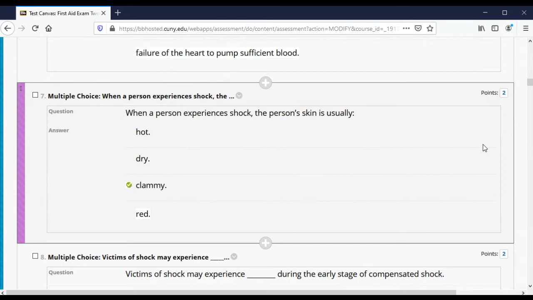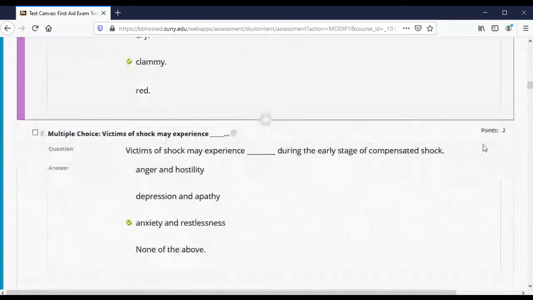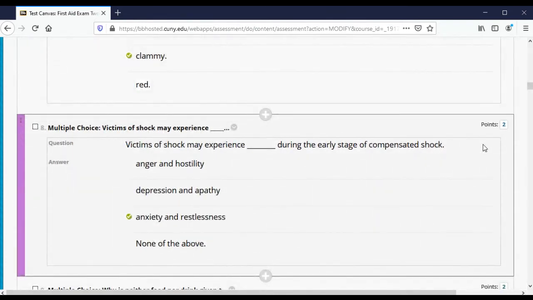So blood will be shunted away from the skin, reducing the temperature, reducing the color, and a natural reaction to that response, which is a sympathetic response, is release of sweat, giving that skin that very clammy type texture. Victims of shock may experience, and the answer is anxiety and restlessness during the early stages of compensated shock.